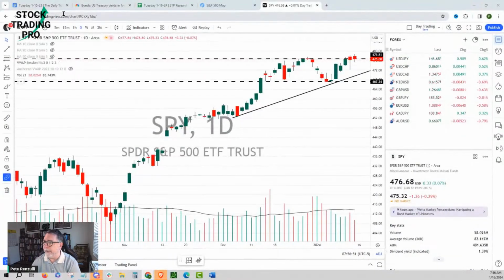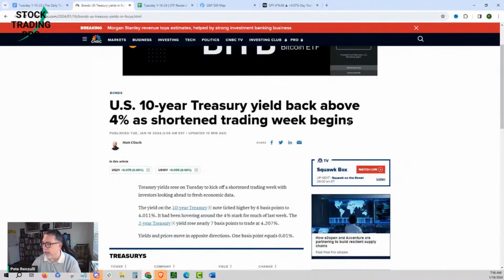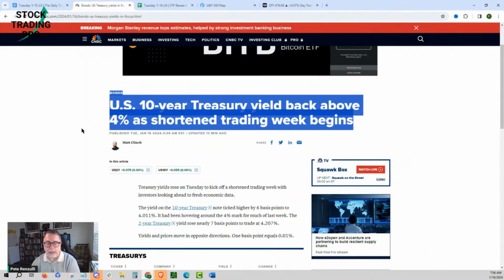Again, if you want to screenshot some of this, these are the ideas that I'm looking at for this week. Oh, by the way, this is obviously a big story this week: the 10-year is back above 4. Keep an eye on that, because when it went higher last summer, that's where the market went down. That's a very big thing.